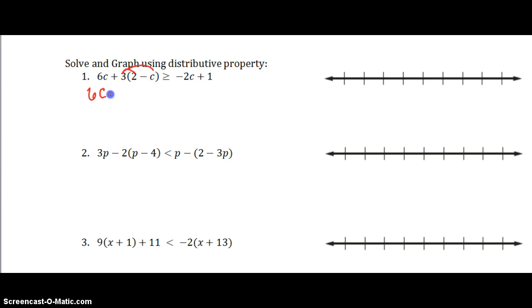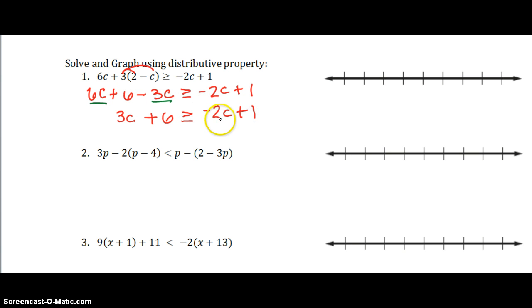So 6c plus 3 times 2 is just 6, minus 3 times c, which is 3c, greater than or equal to negative 2c plus 1. I like to call this a little light housekeeping. Let's go ahead and get our c's together on this side. We have 6c minus 3c, so we have 3c plus this 6, which was not a like term.